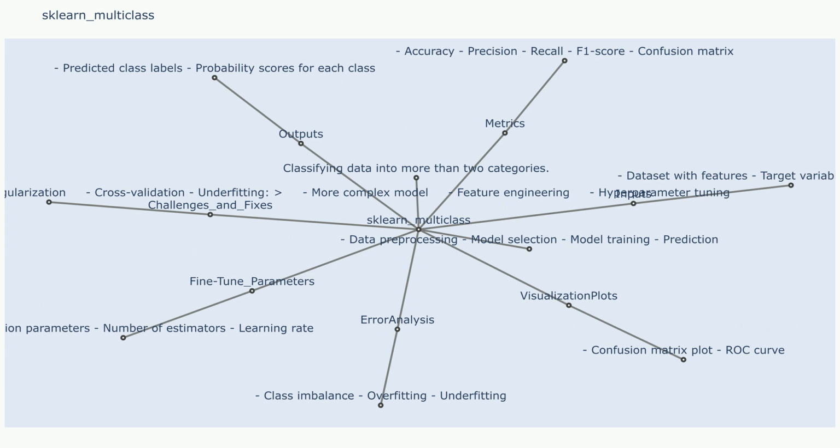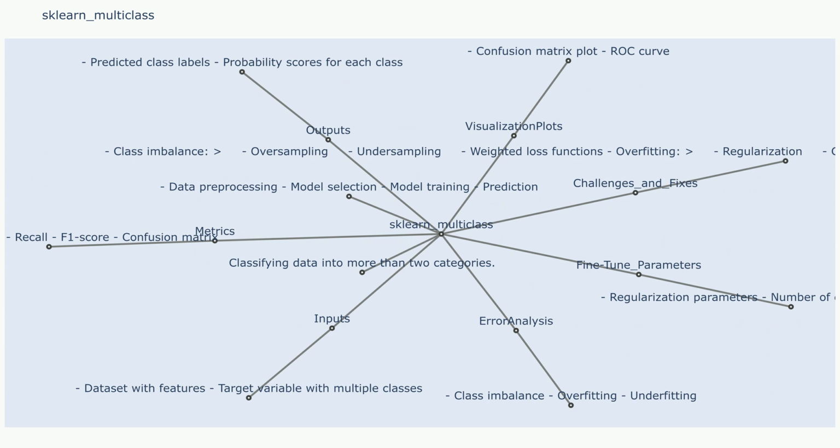Challenge 5: Interpretability. Some multi-class classification models, such as neural networks, can be difficult to interpret. Sample use case that resulted in challenge 5: a neural network with many layers and hidden units can be difficult to understand, making it challenging to explain the model's predictions.